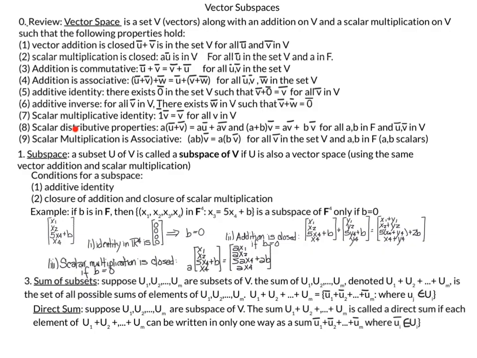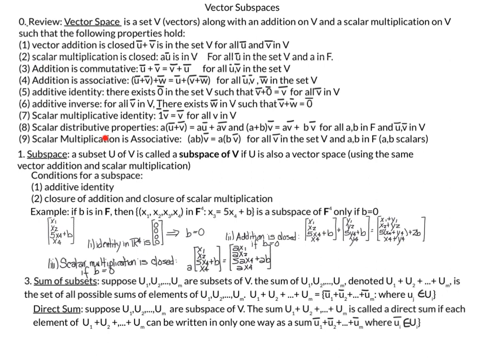The main topic of this video is subspaces. So a subset U of V is called a subspace of V if U is also a vector space. Remember V is a set of vectors along with our two operations. So we take some subset of our vectors V, and that subset is U. If U on its own with the operations of addition and scalar multiplication is a vector space, then we say that U is a subspace of V.